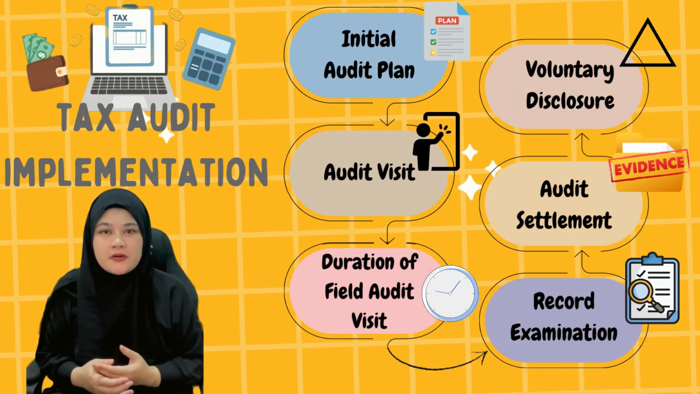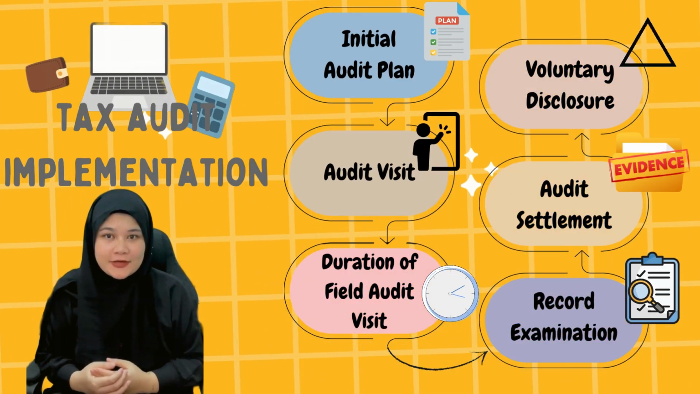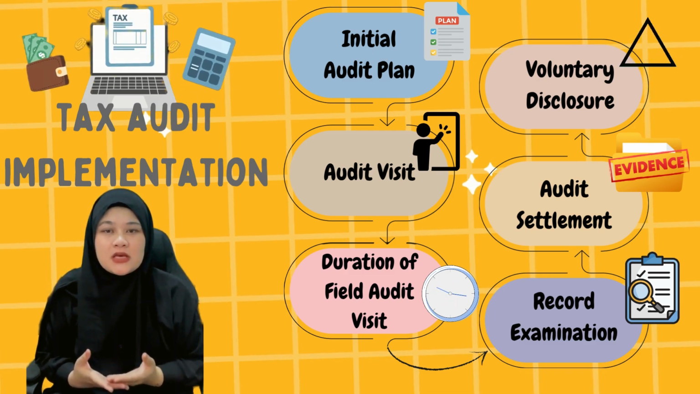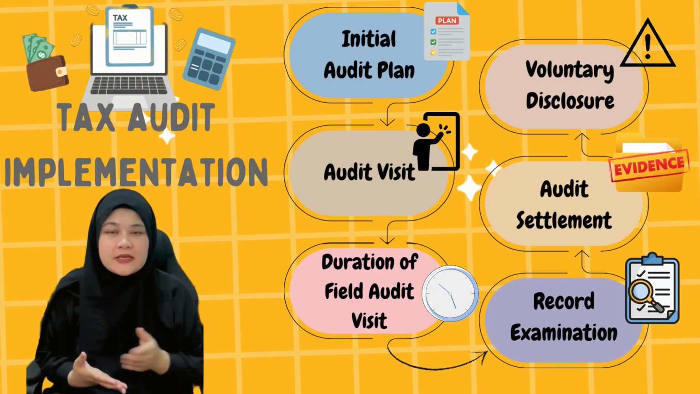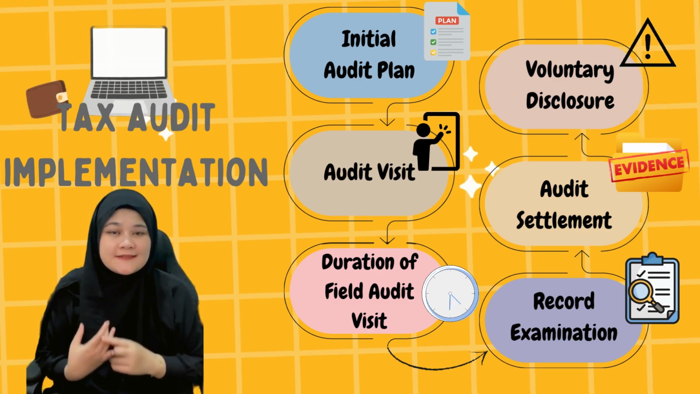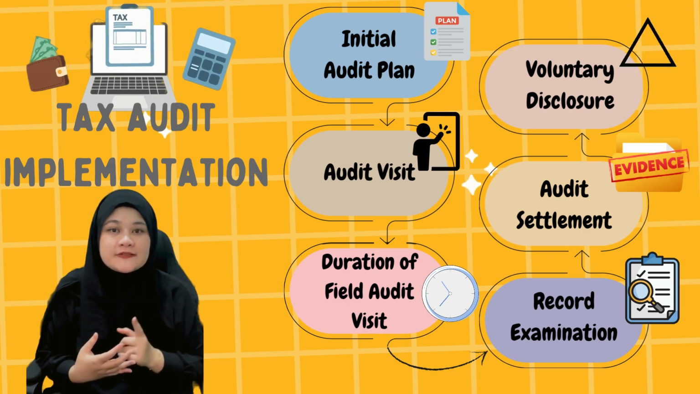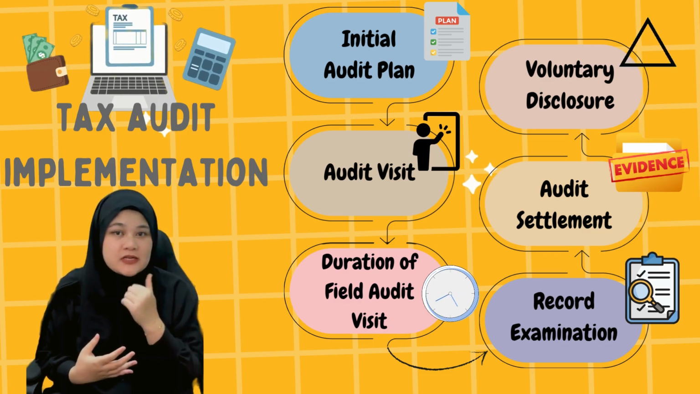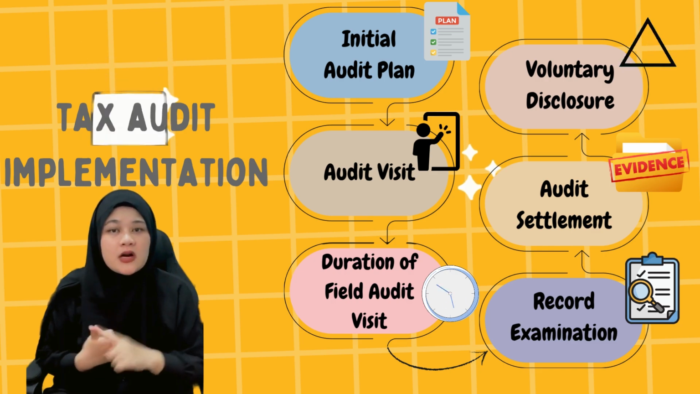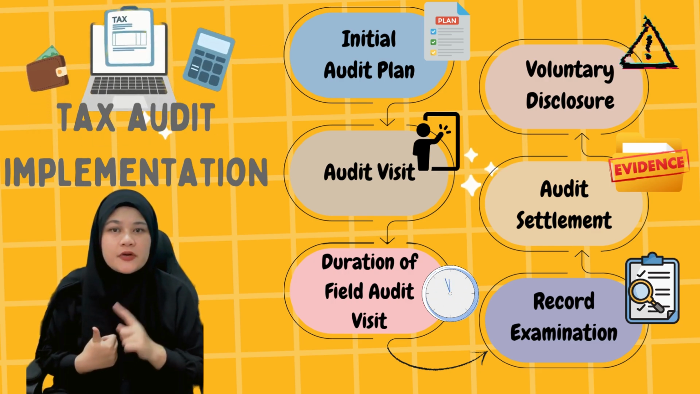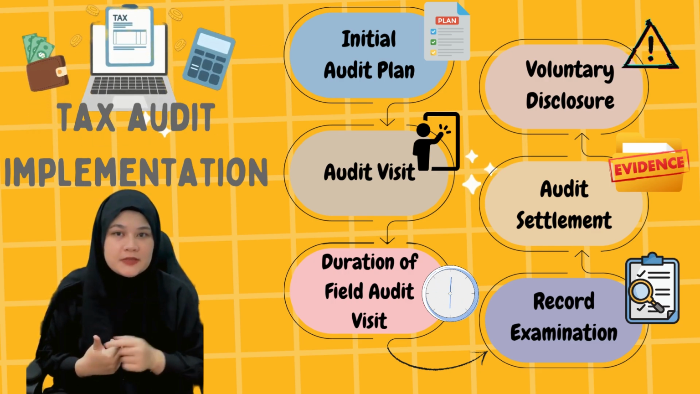Here's how IRBM will implement the tax audit. It starts with the initial plan. The audit process begins with an initial audit plan. Here, cases are selected based on risk assessment. You will receive either a general review request for basic verification or a comprehensive review requiring full documentation submission.